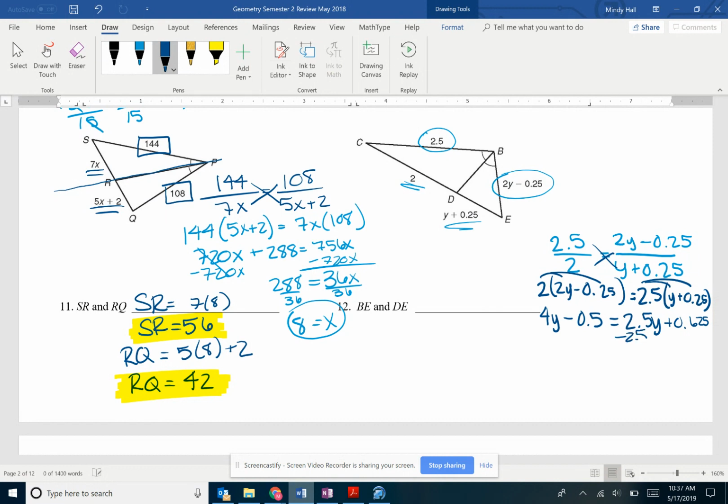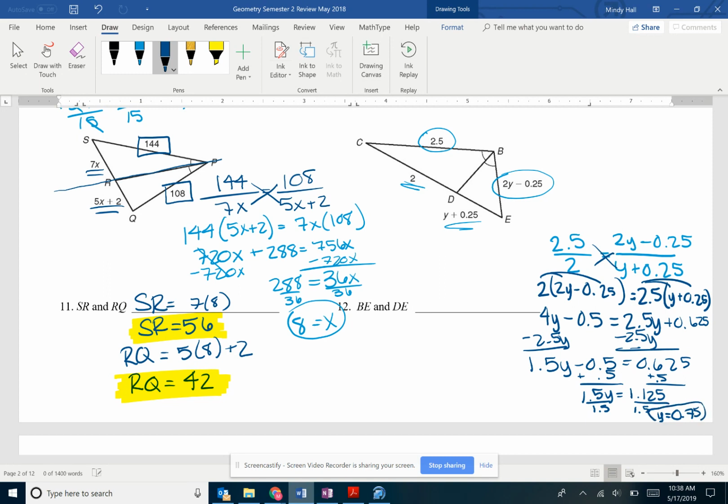So I would subtract the 2.5y first, because that gives us 1.5y minus 0.5 equals 0.625. And then when we add that 0.5, we get 1.5y equals 1.125. And that divided by 1.5 tells us that y is 0.75.